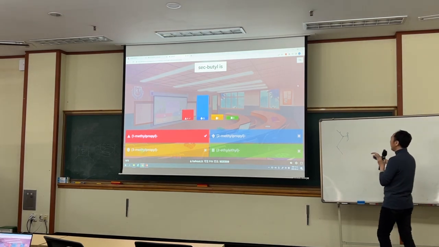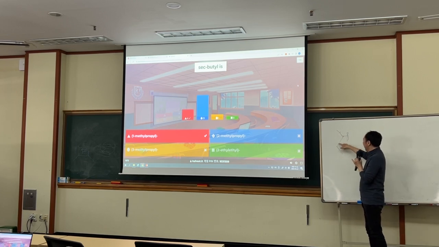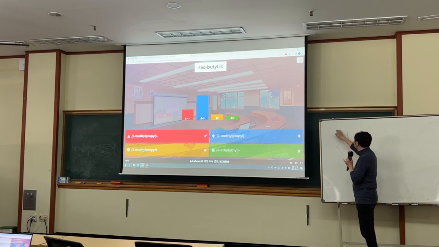Okay, this is a sec butyl, and this is... 1 methyl propyl. This is a sec butyl, isn't it? How about the second one? 2 methyl propyl. This is a 2 methyl propyl.